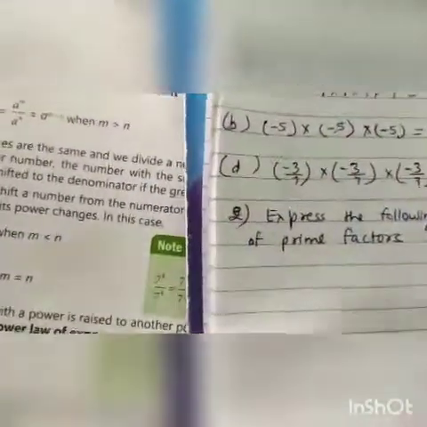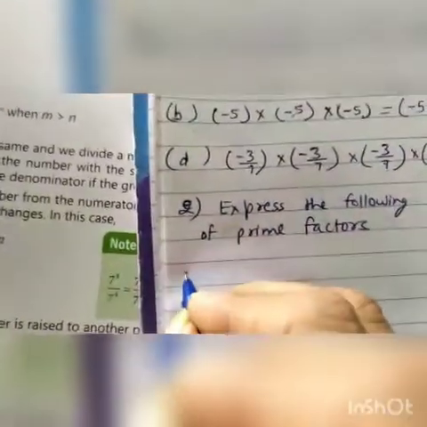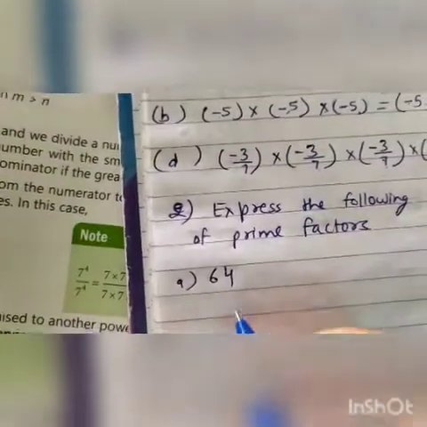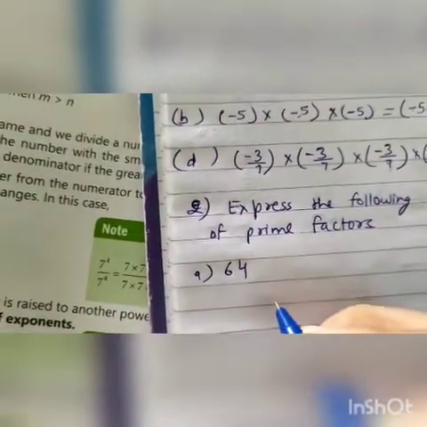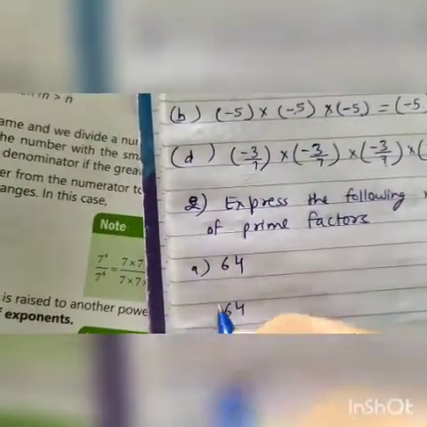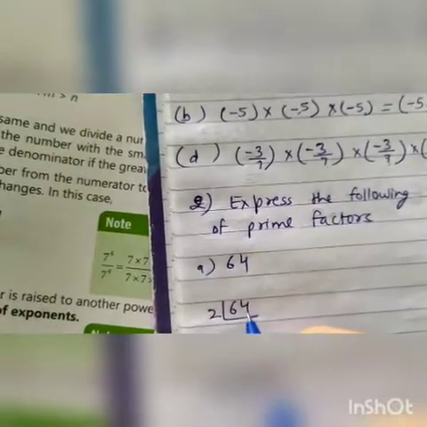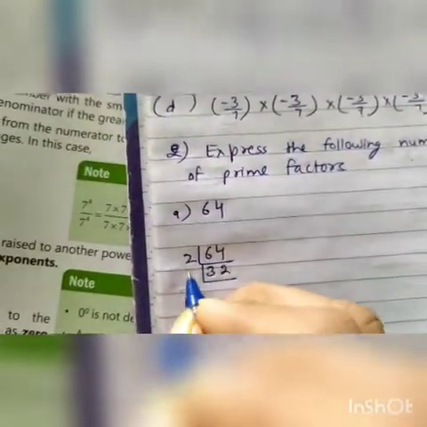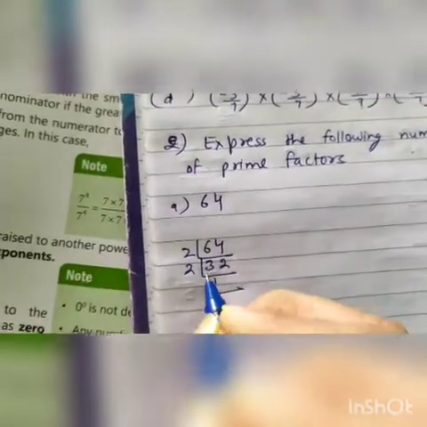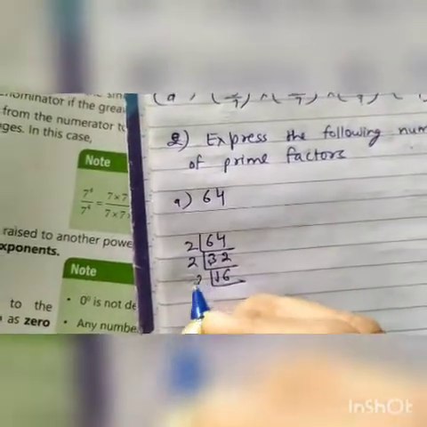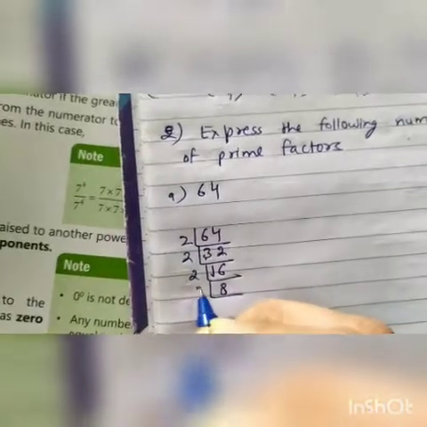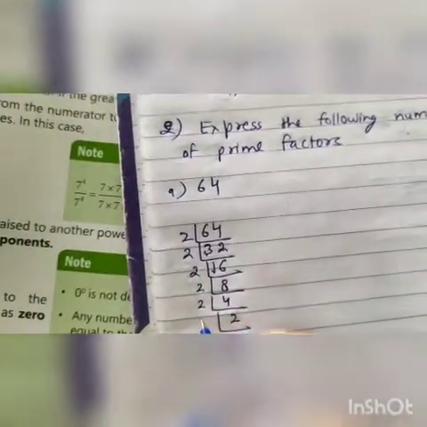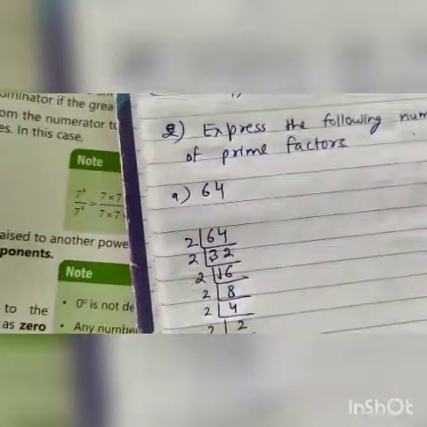Our first question is, A part is 64. So students, first we will do prime factors of 64 like this. It is an even number, so we will start by 2. 2 3 ja 6, 2 2 ja 4, 2 1 ja 2, 1 remainder 12, 2 6 ja 12, 2 8 ja 16, 2 4 ja 8, 2 2 ja 4, 2 1 ja 2.